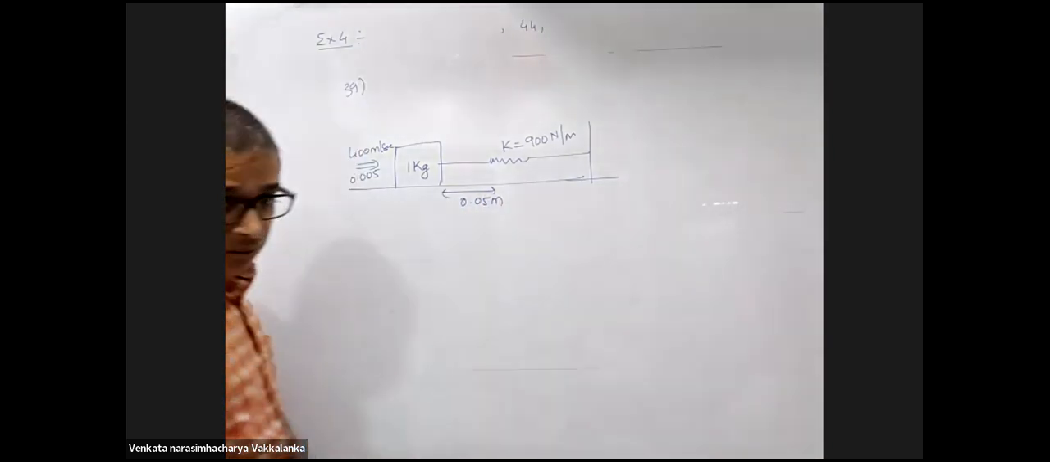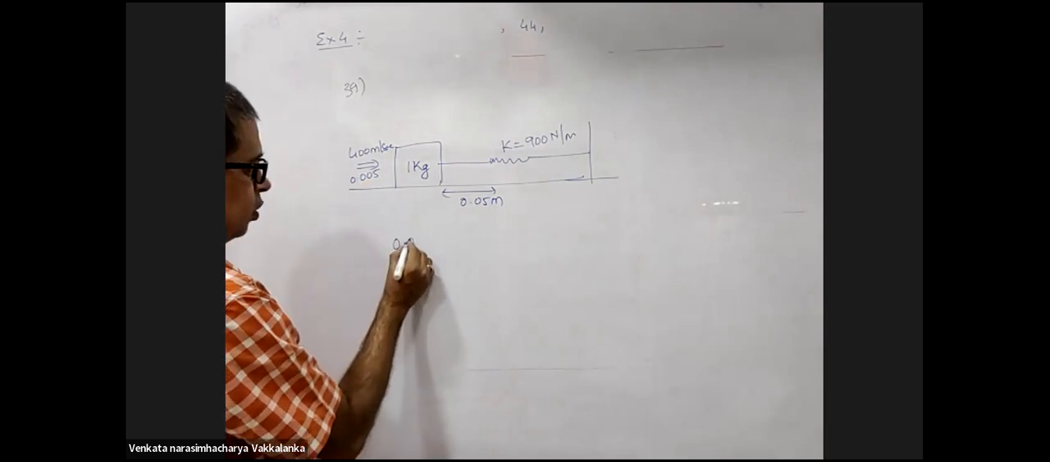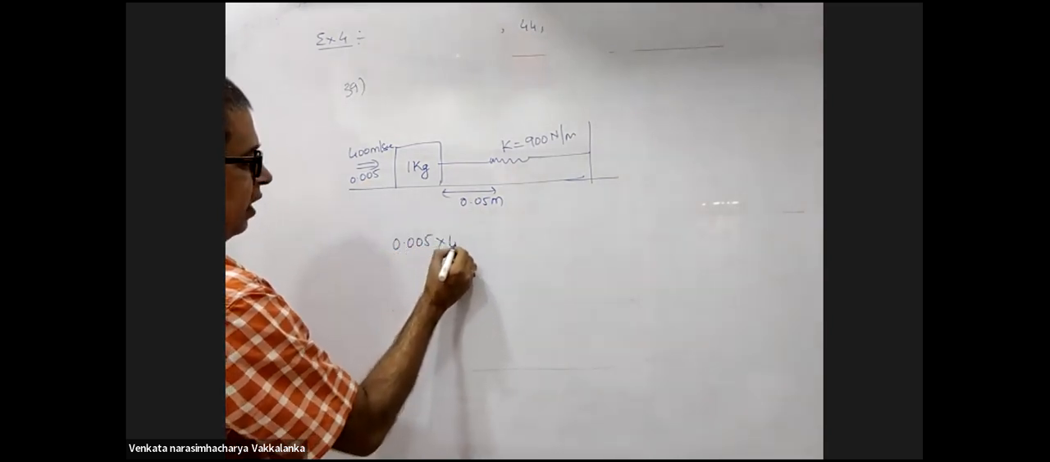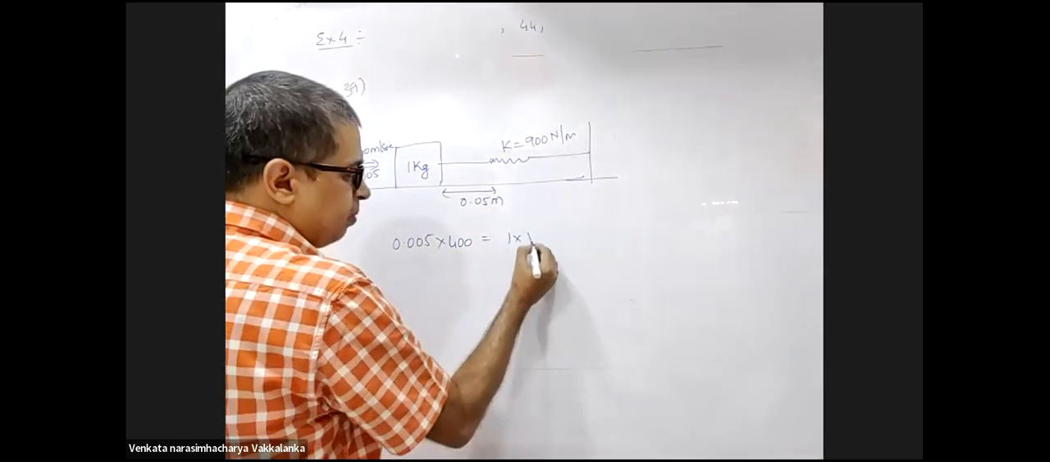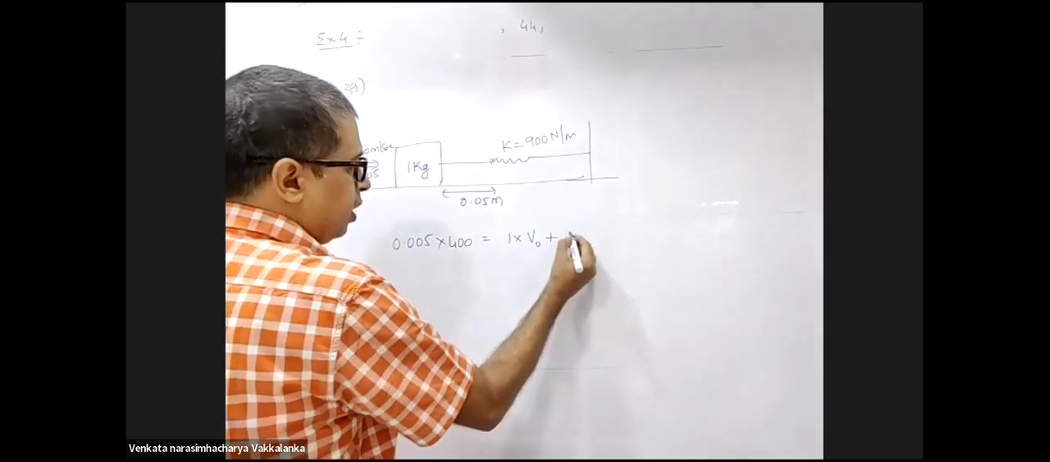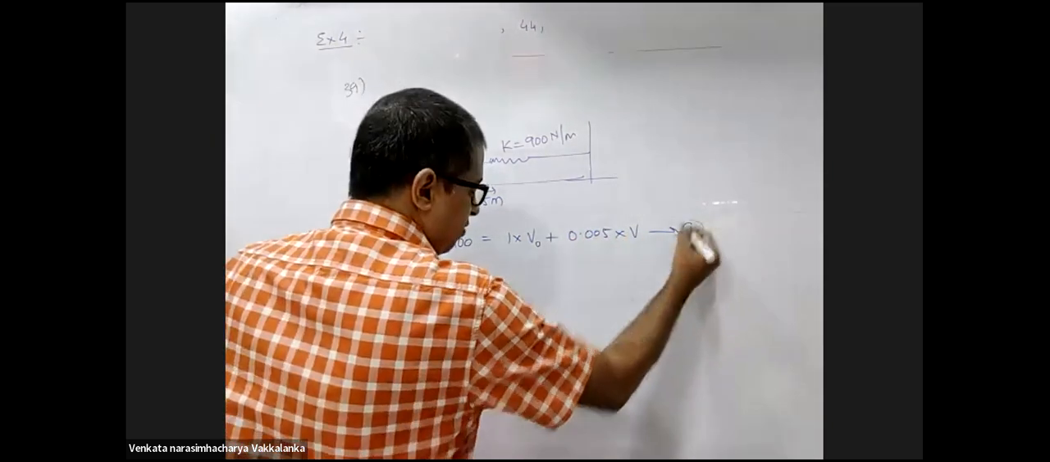0.05 meters. Yes. Am I right? What is the initial momentum? 0.005 into 400 will be equal to 1 kg block will move with a velocity v0 plus bullet will come out with a velocity v. This is my first equation.